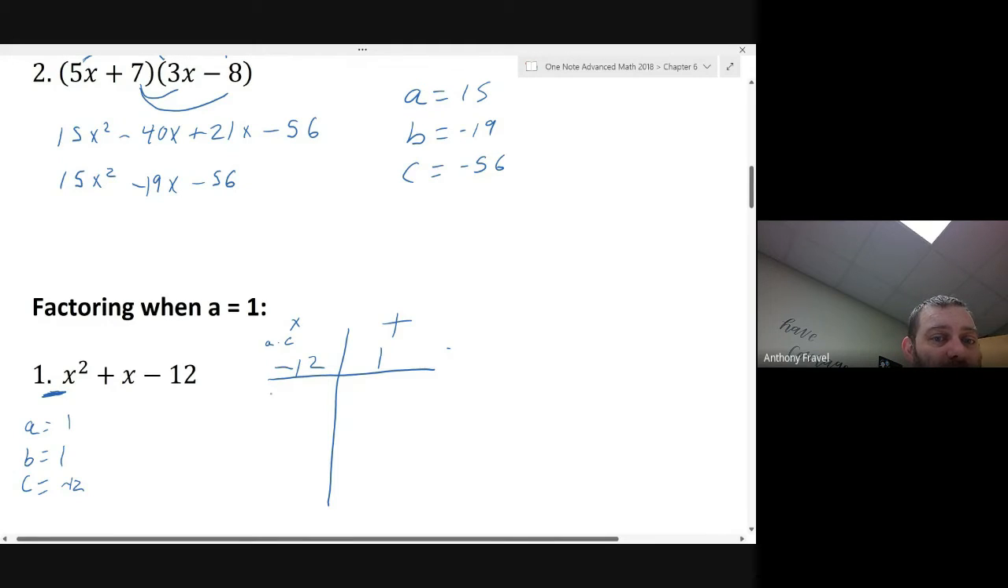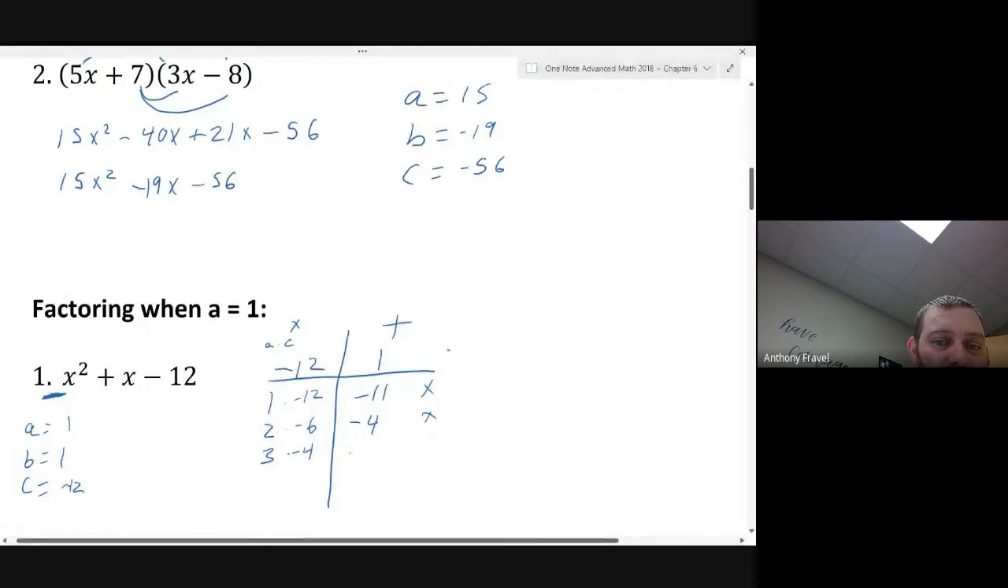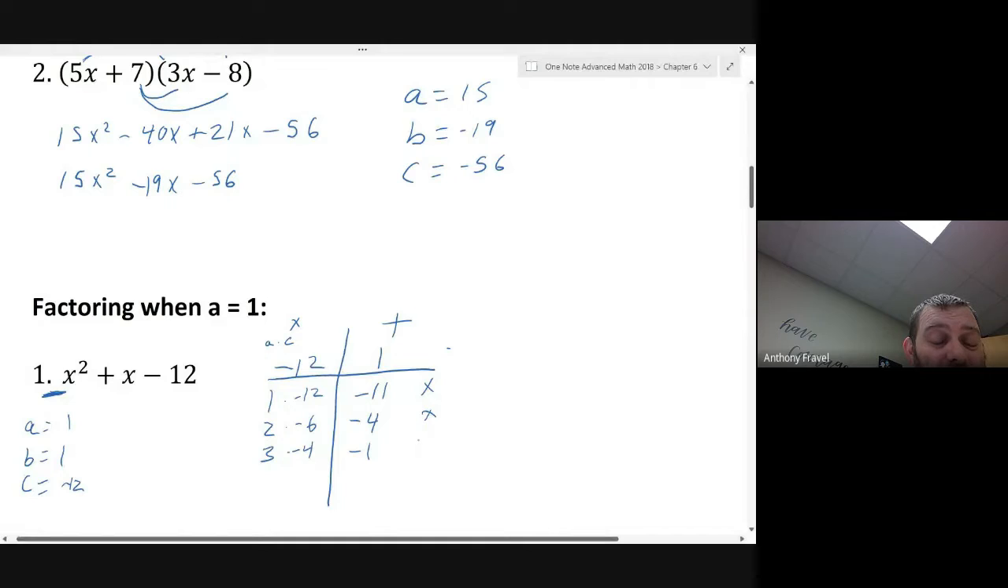All right, I could start off with 1 times negative 12. If I add those together, these multiplied to equal negative 12, but if I add them together, they equal negative 11. Because that does not equal that 1 on the top, it's not that one. Next one I can do is 2 times negative 6. 2 plus negative 6 gives me negative 4. That does not equal a positive 1, so I know it's not that one. Next one, I've got 3 times negative 4. 3 plus negative 4 gets me negative 1. It doesn't equal the top, but it's close.